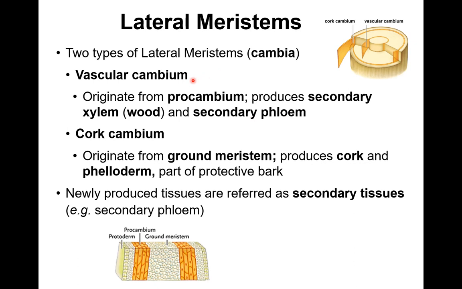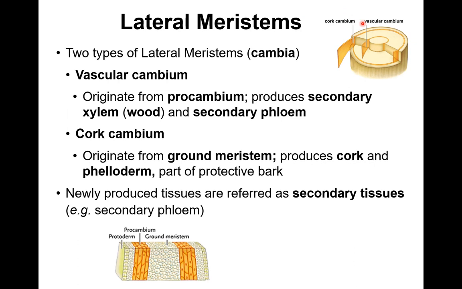Secondary growth gives origin to secondary tissue. Primary growth would give origin to primary tissue. So the xylem and the phloem produced by primary growth from the apical meristem are referred to as the primary xylem and primary phloem. The ones formed by lateral growth or lateral meristems are referred to as secondary xylem and secondary phloem.